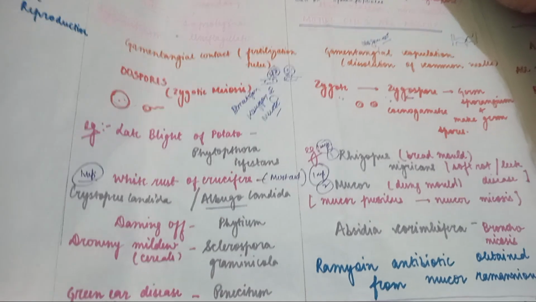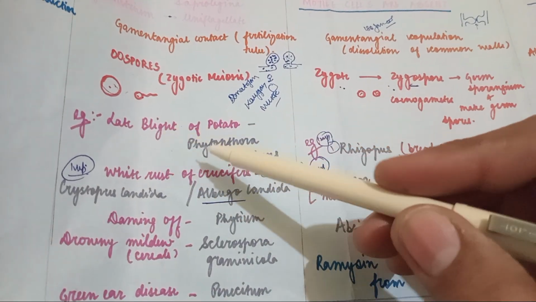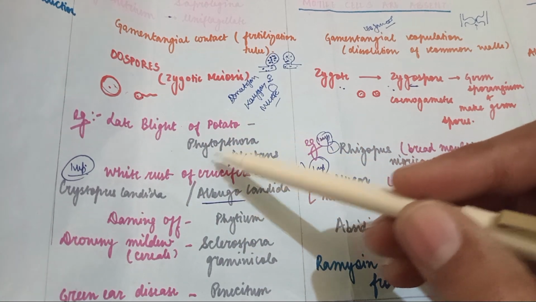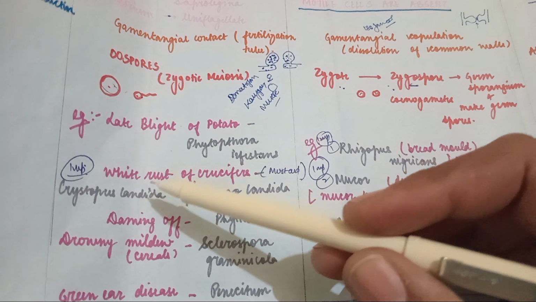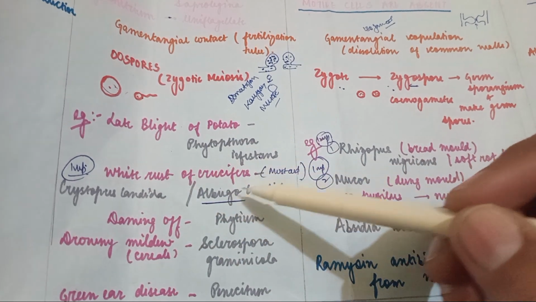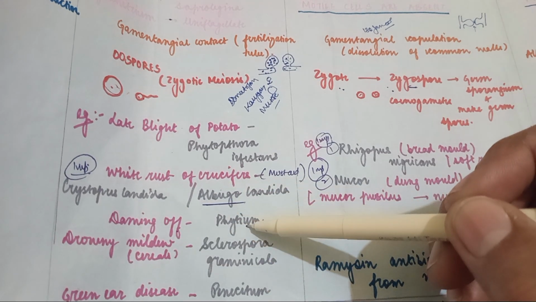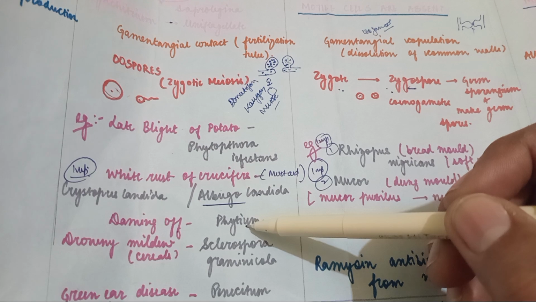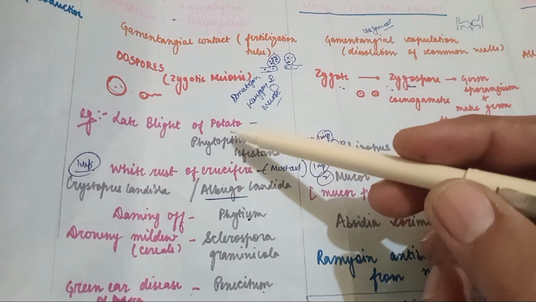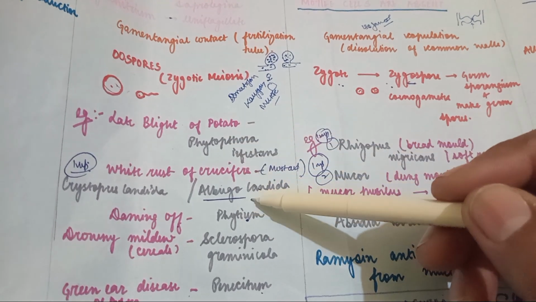Then coming to the examples: the late blight of potato caused by Phytophthora infestans, the white rust of cruciferous mustard caused by Albugo candida, damping off disease caused by Pythium, the green ear disease caused by Sclerospora. You have to remember only three examples mainly: Phytophthora infestans, Albugo candida and Pythium.